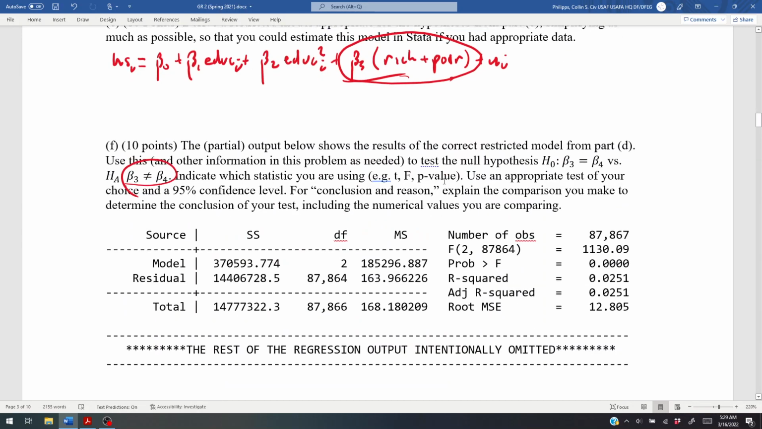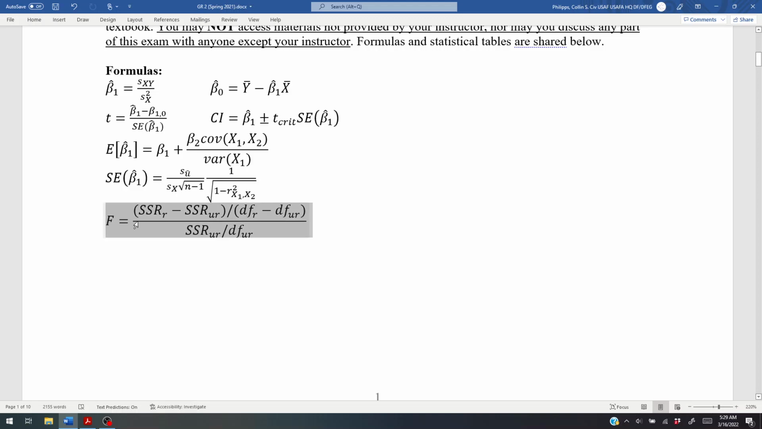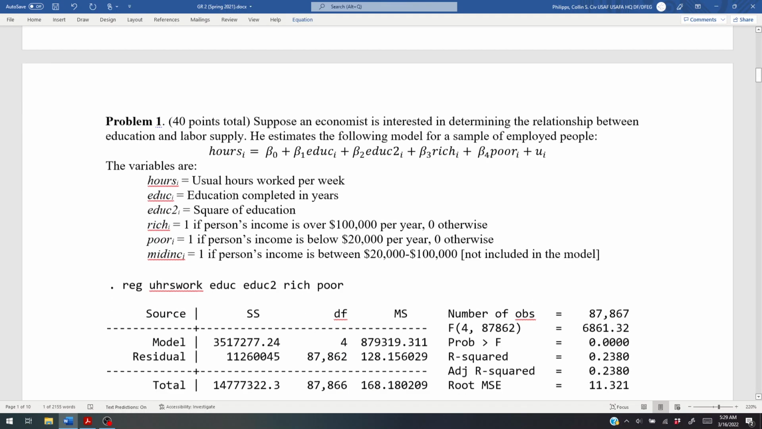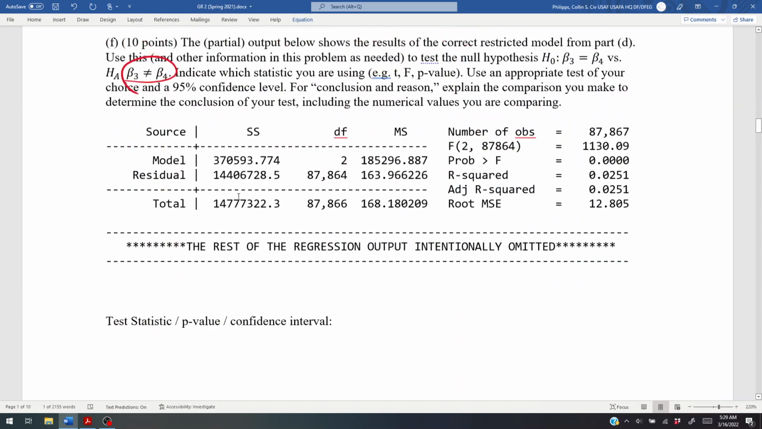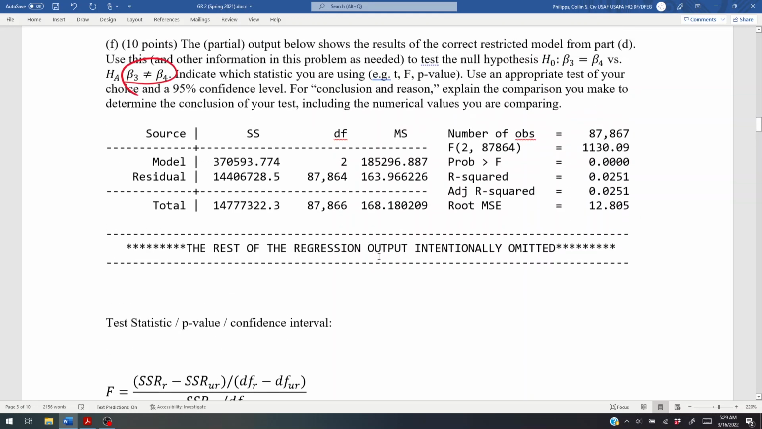P-value? What p-value? Right? So this is clearly an F-test question. Let's go grab that formula. I want to make sure I have the right thing here. I'm going to select this and take it with me. There it is. All right. So what do I need to do? I need the sum of squared residuals from the restricted model. I need the sum of squared residuals from the unrestricted model. And then I need degrees of freedom.